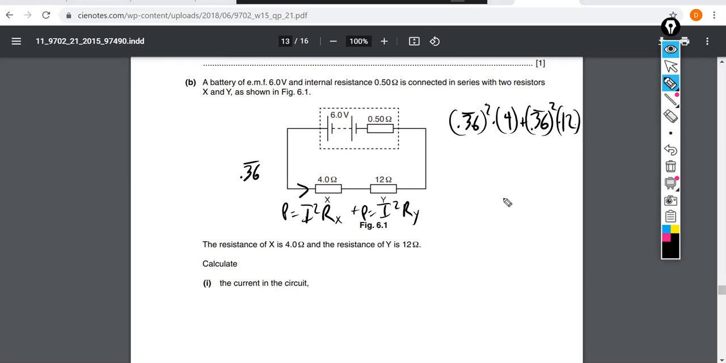0.36363636 squared times 4, I get 0.5289 watts for that. 0.36 repeating squared times 12, I get 1.586 for that.